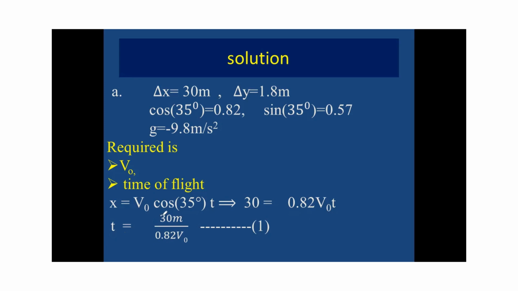equals 30 meters over 0.82 v naught. This is the range. This is also the horizontal component of the velocity. So the time of flight is t equals 30 meters over 0.82 v naught. This is the horizontal component of the velocity, and this is the range. Range over the horizontal velocity gives the time of flight.